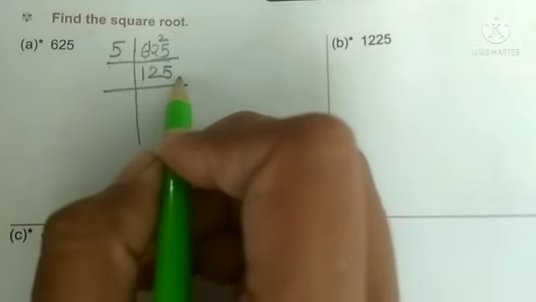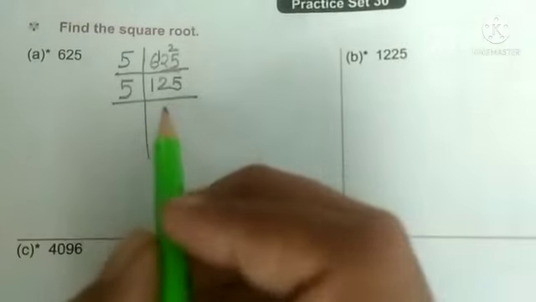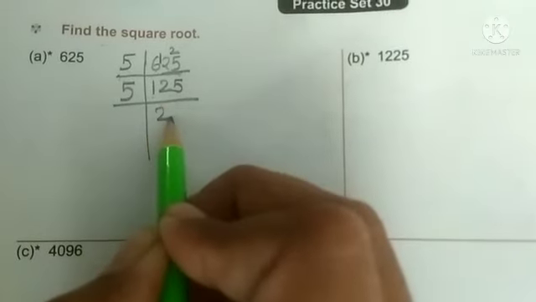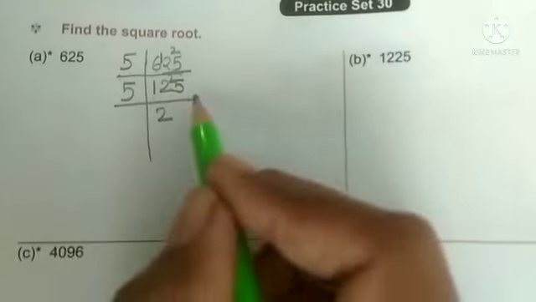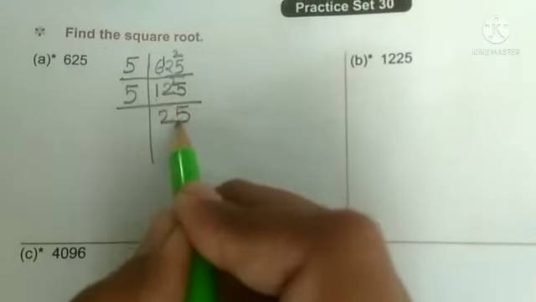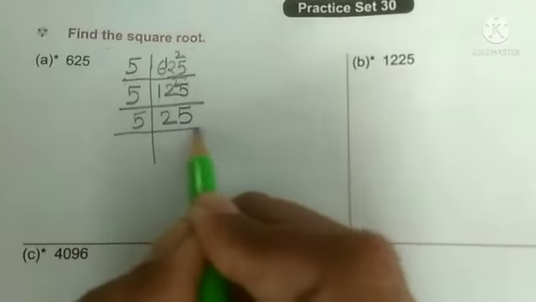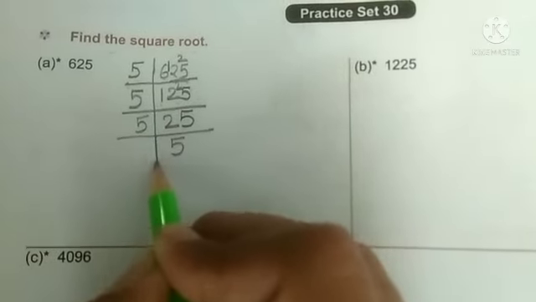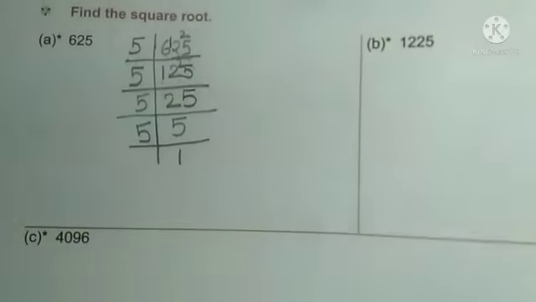Now 125 is again divisible by 5. Clear? That is 5 2s are 10. 12 minus 10 you get 2. 2 you carry with 5. So it will become 25. So 5 5s are 25. Now 25 is again divisible by 5. That is 5 5s are 25. And 5 is divisible by itself. 5 1s are 5. Clear?